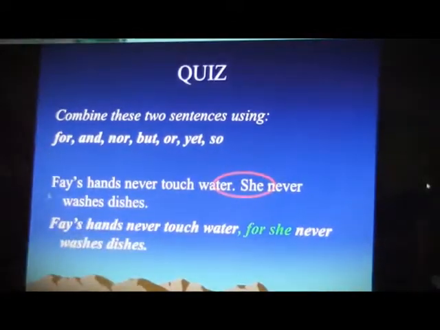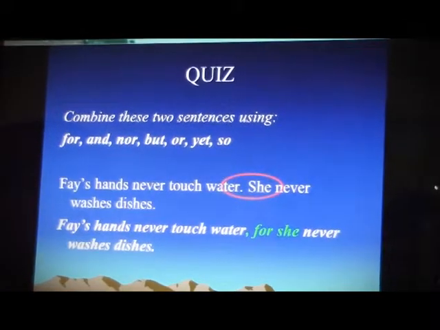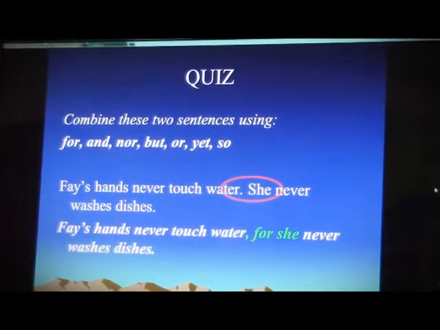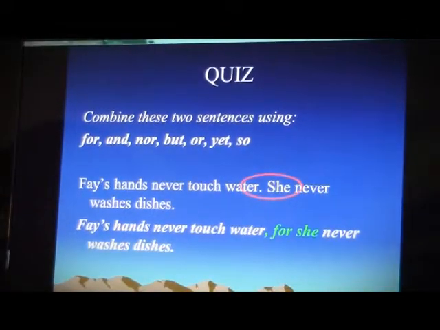You're absolutely right. For she never touches dishes, because it's a causal relationship. Her hands never touch water because, basically, she never washes dishes. Right? Now I know about her shower situation. But there she is.